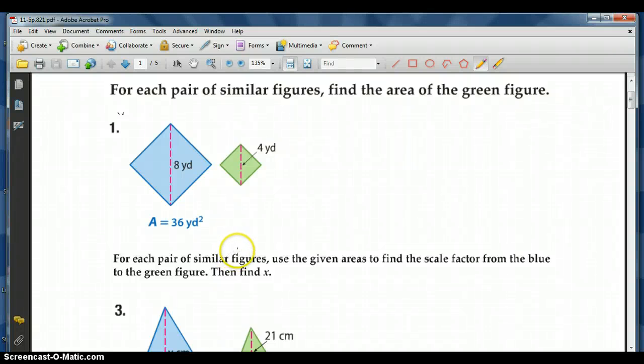Okie dokie, this is section 11.5, areas of similar figures, starting on page 821. Number 1, for each pair of similar figures, find the area of the green figure.